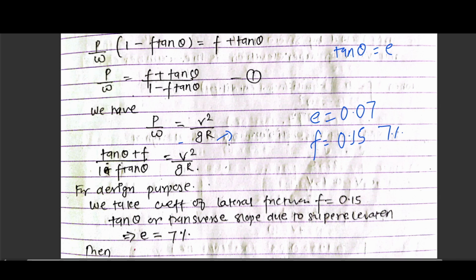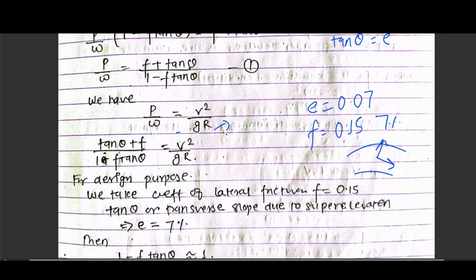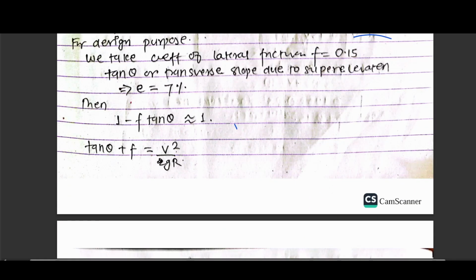So for design purposes, we take the coefficient of lateral friction, not longitudinal friction. Longitudinal friction means along the direction of the road. Along this direction is called the longitudinal friction, and along this direction is called the lateral friction. Along the cross section of the road is called the lateral friction, right? So the transverse slope due to e equals 7%.